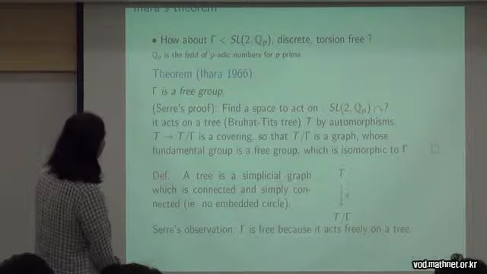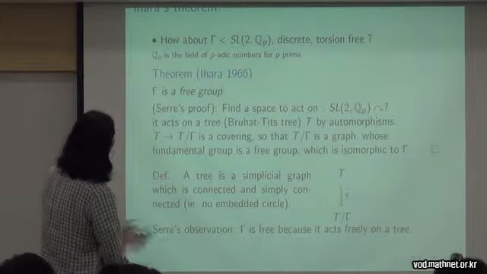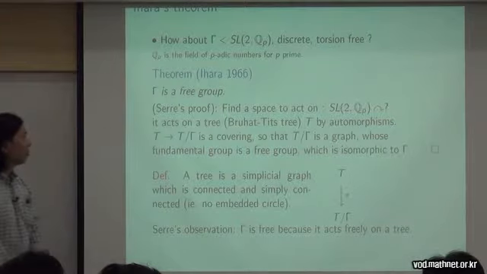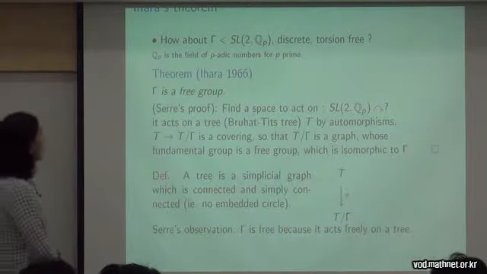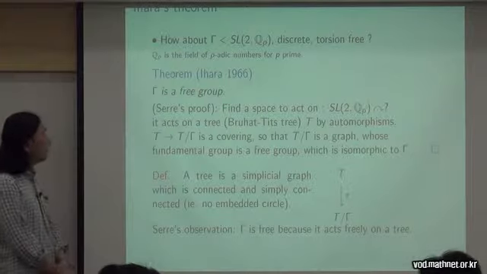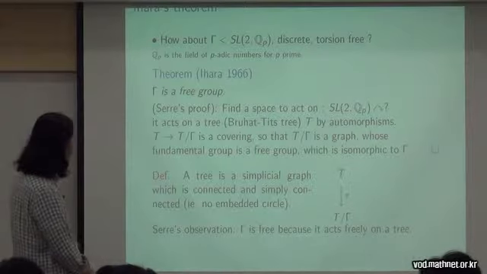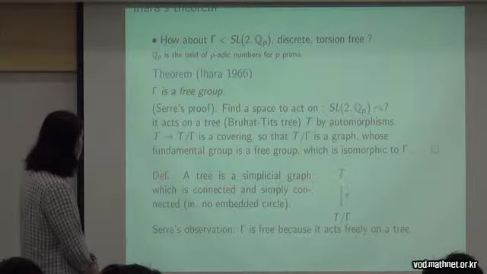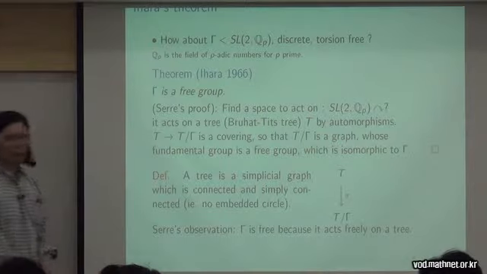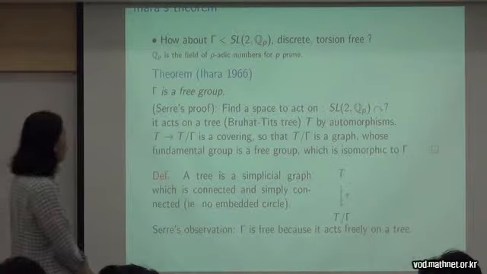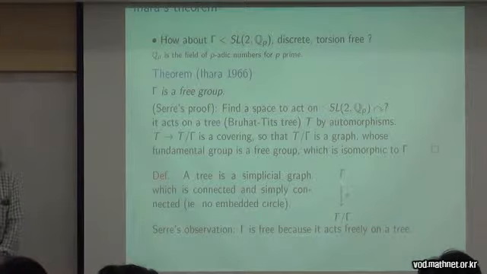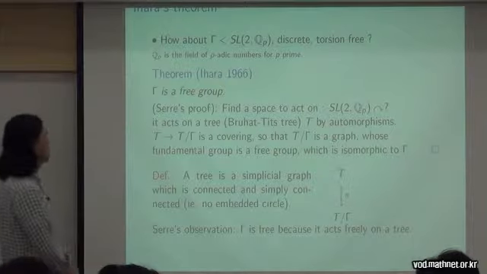Anyway, let's suppose such things exist, and suppose you have a discrete torsion-free subgroup gamma there. Then there is a theorem by Ihara more than 50 years ago, and he says gamma is a free group, always. And Serre saw the paper, and I'm sure he understood it, but he wanted more. I remember there is a quote. Serre says Ihara's argument is combinatorial, but a topological approach is more natural. That's what he said, something like that.